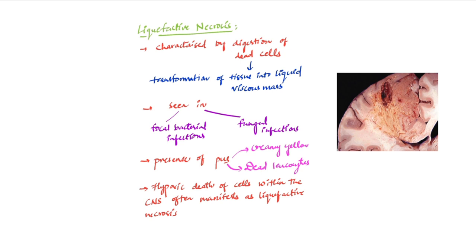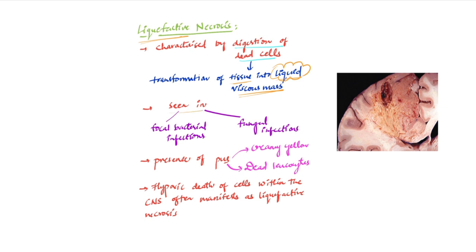Next, coming to liquefactive necrosis. So what is liquefactive necrosis? It is characterized by digestion of dead cells. So what happens after digestion of dead cells? Whatever tissue is present will change into a liquid viscous mass. That is itself telling you in the definition only, right? Liquefactive. So whatever dead cells are present are being changed into a liquid viscous mass.